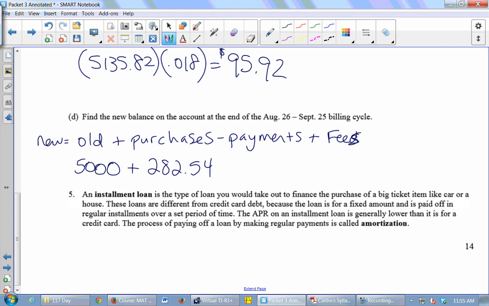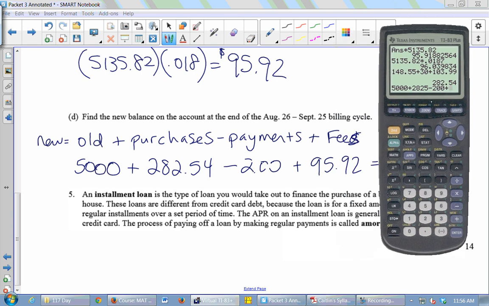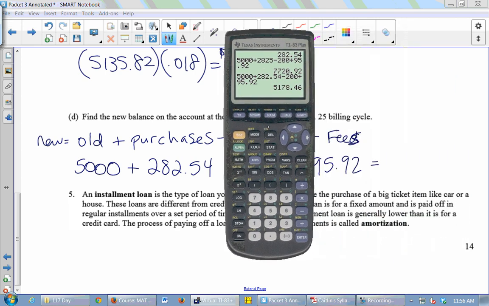So I had a balance of 5,000. I made some purchases. Then I made a payment. But then I have to add on my fees that I just calculated, 95.92. 5,000 plus 282.54 minus 200 plus 95.92. Oh, it's supposed to be 282.54. $5,178.46.